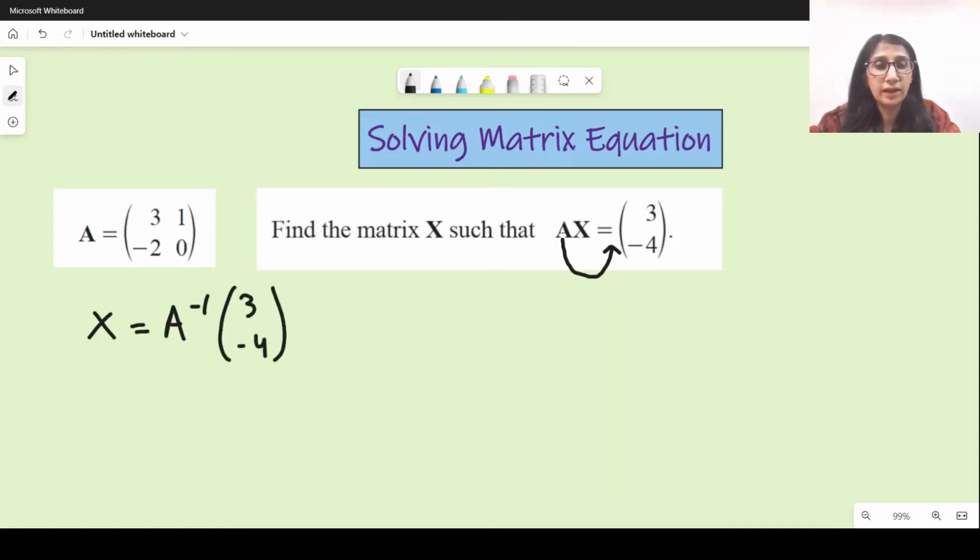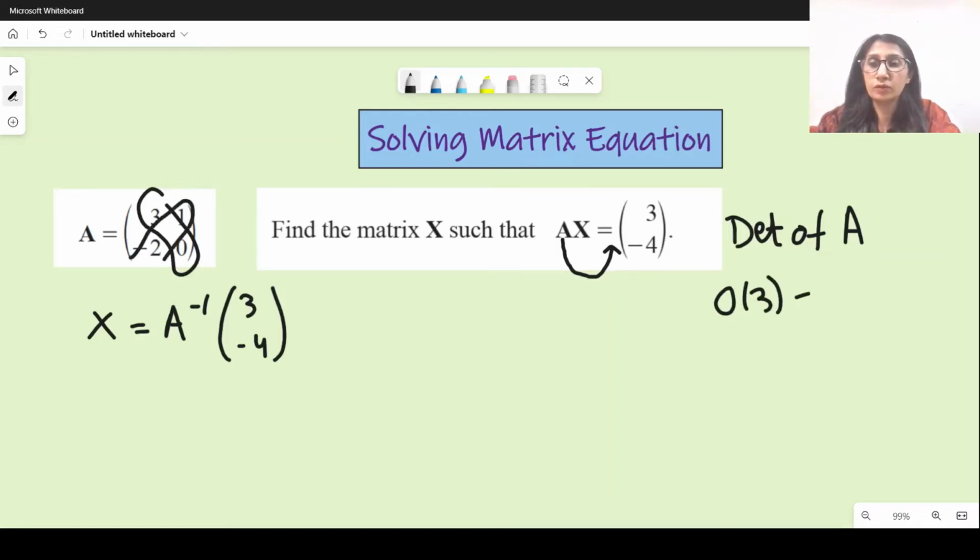Now on the side, I'll find A inverse. To find A inverse, first I'll have to find the determinant of A, which is going to be the product of these two, which is 0 times 3, minus the product of these two, which is 1 times -2. So we're getting a 2. 0 plus 2 is 2. So the determinant is 2.